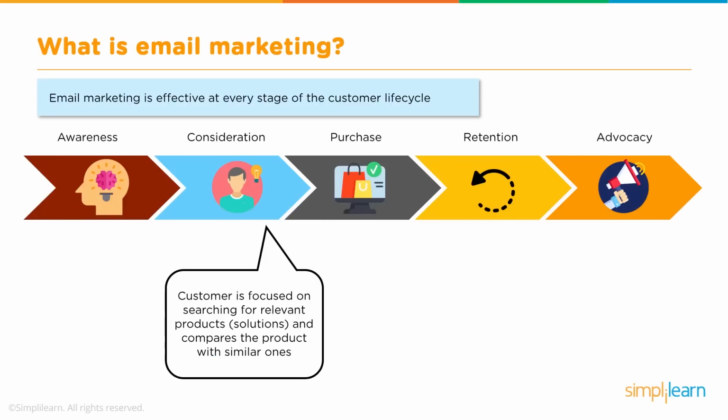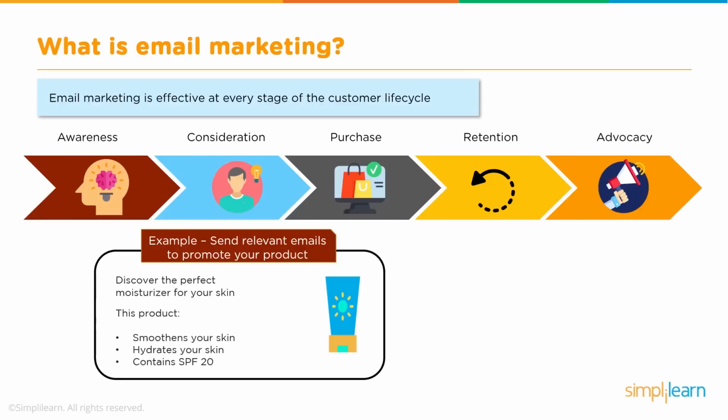The next step in the customer life cycle is consideration. Customers focus on searching for relevant products and compare the products with similar ones. So they're definitely looking, they're a little further in the process, they're educated, they know what they're looking for, so we can really hit them with the right email. We can send a relevant email to promote our product. Discover that perfect skin moisturizer. Smooths, hydrates, and contains SPF 20. So we've got the perfect product for that person who's further along the funnel and really is ready to purchase that product. So we can hit that person up with the perfect messaging.